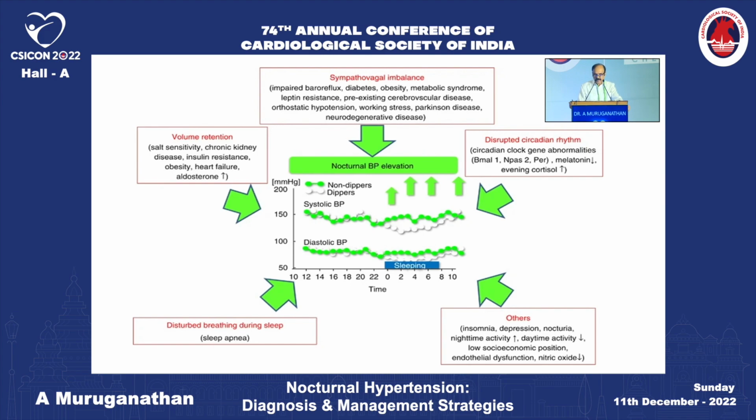I already told you about disturbed circadian rhythm, and others like insomnia, depression, nocturia, nighttime activity, daytime activity shift, low socio-economic position, endothelial dysfunction, nitric oxide, and then work shift.